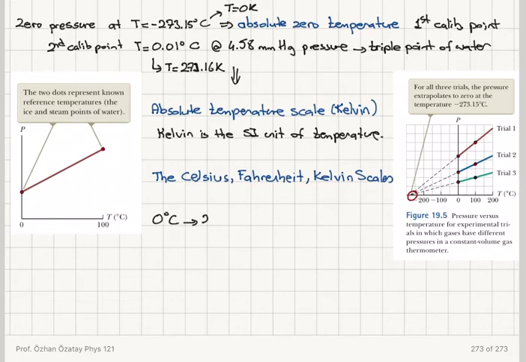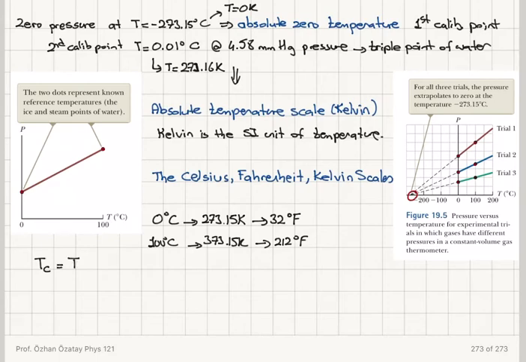Okay, so all we have to do is to look at two calibration points. The icy point of water, the melting point of ice, is 0 degrees Celsius. In the absolute temperature scale, this is 273.15 Kelvin. In the Fahrenheit scale, this is labeled 32 degrees Fahrenheit. And 100 degrees Celsius, the boiling point of water, is 373.15 Kelvin in the Kelvin scale. In the Fahrenheit scale, this is labeled 212 Fahrenheit.